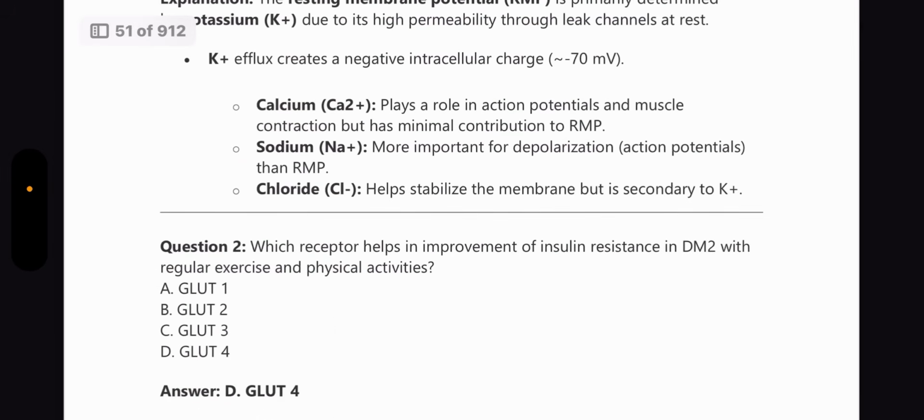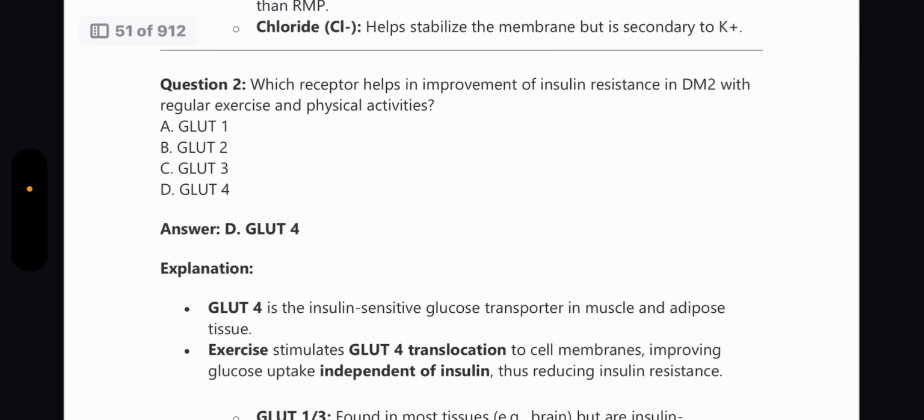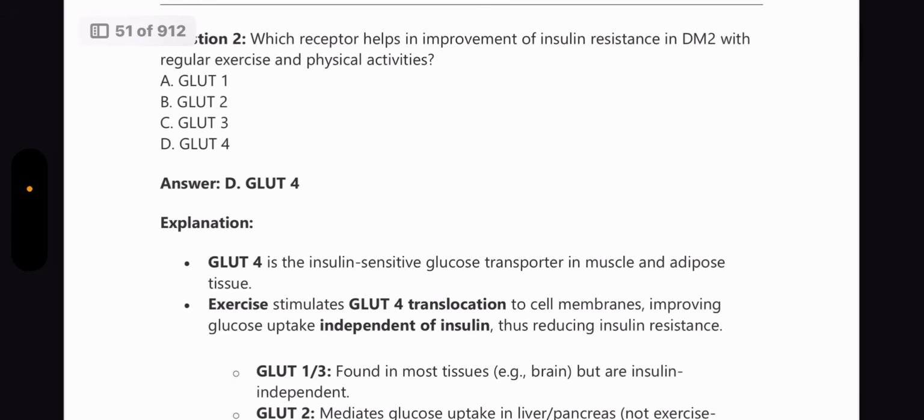Which receptor helps in improvement of insulin resistance in DM2 with regular exercise and physical activities? Answer is GLUT4, because it is the insulin sensitive glucose transporter in muscles and adipose tissue. Exercise stimulates the GLUT4 translocation to cell membranes, improving the glucose uptake independent of insulin, thus reducing the insulin resistance.